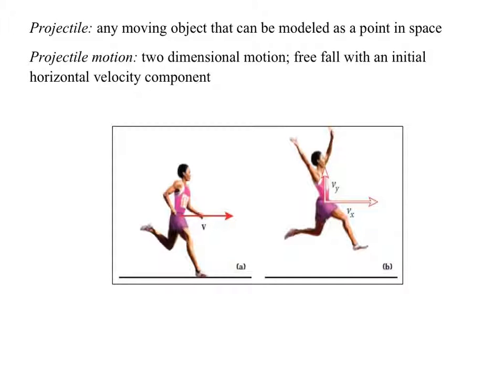So let's first define 2 things. A projectile is any moving object that can be modeled as a point in space. Okay, any object that could be modeled as a point in space. Projectile motion simply means 2-dimensional motion. And then notice I put, or free fall, with initial horizontal velocity component. What the heck does that even mean?